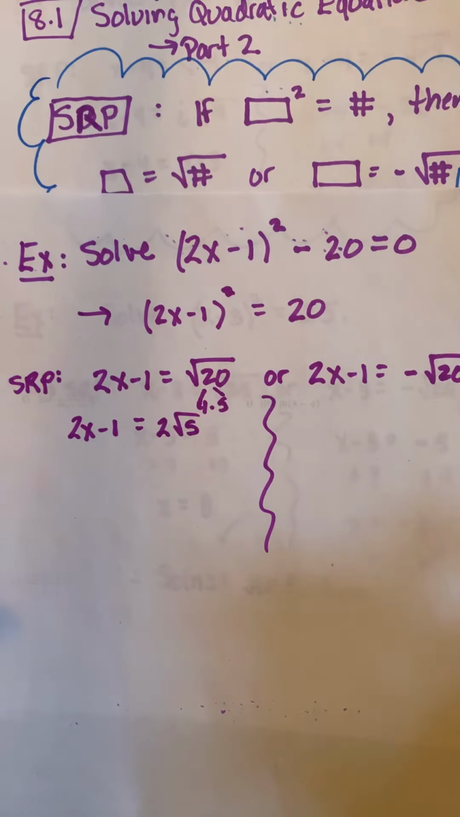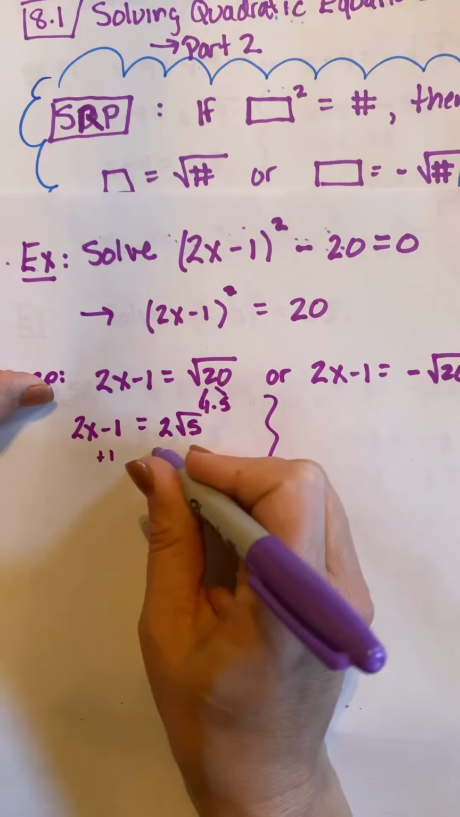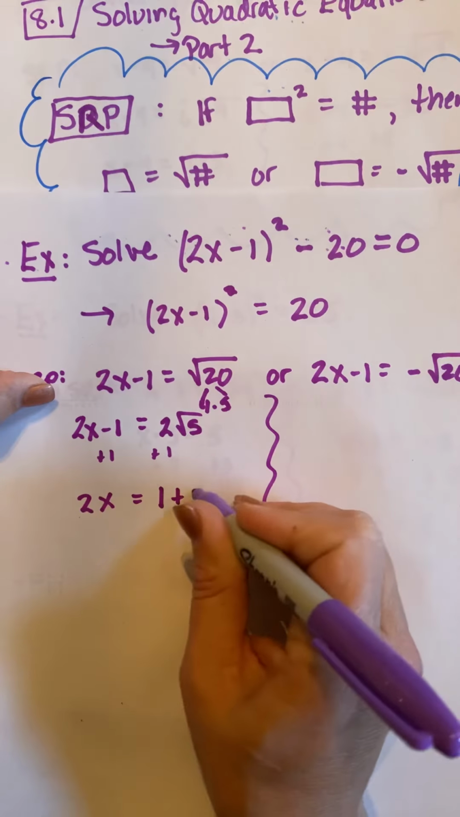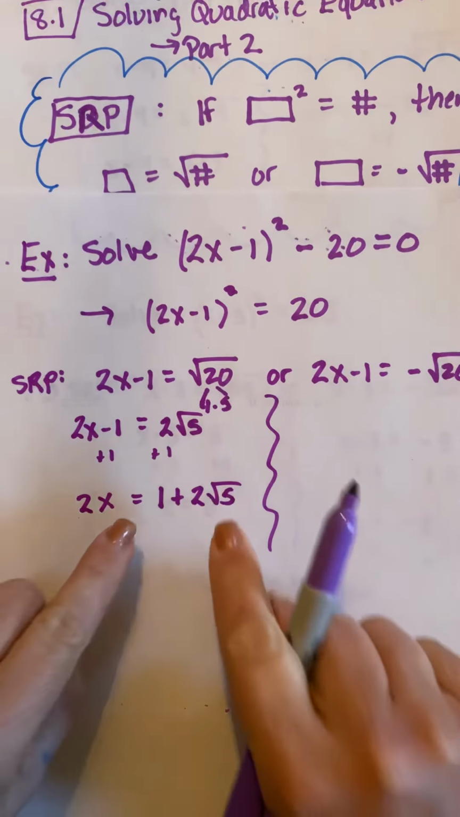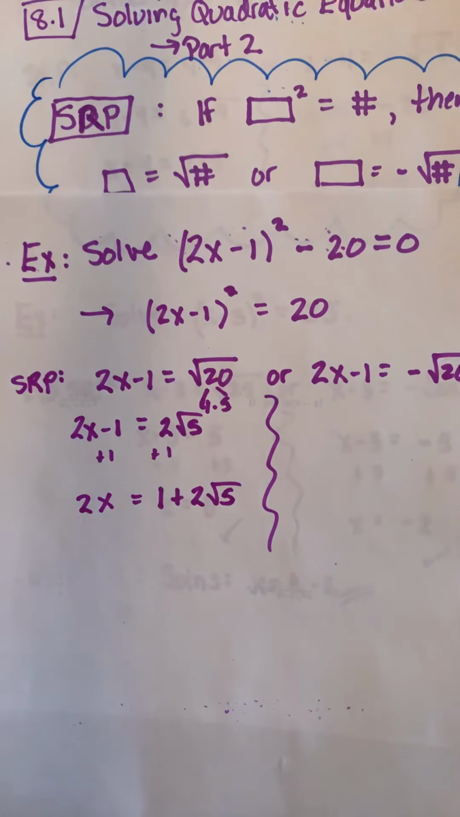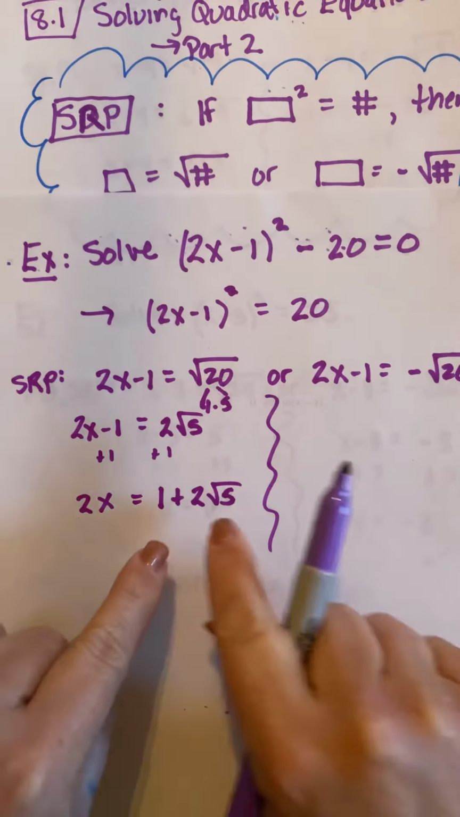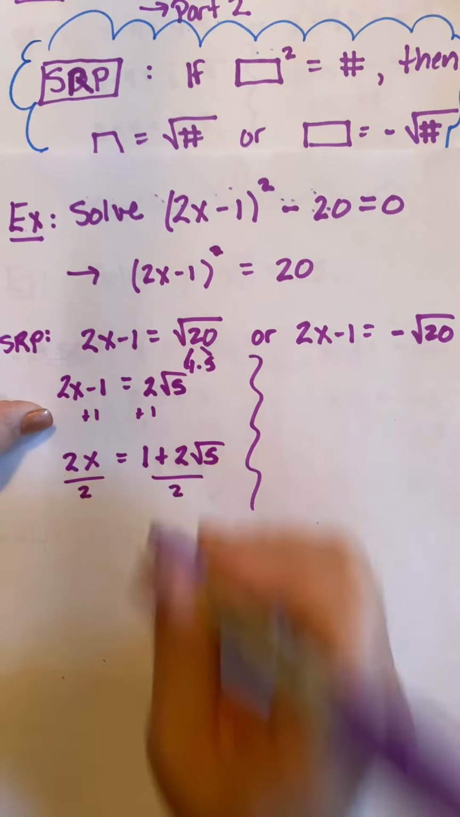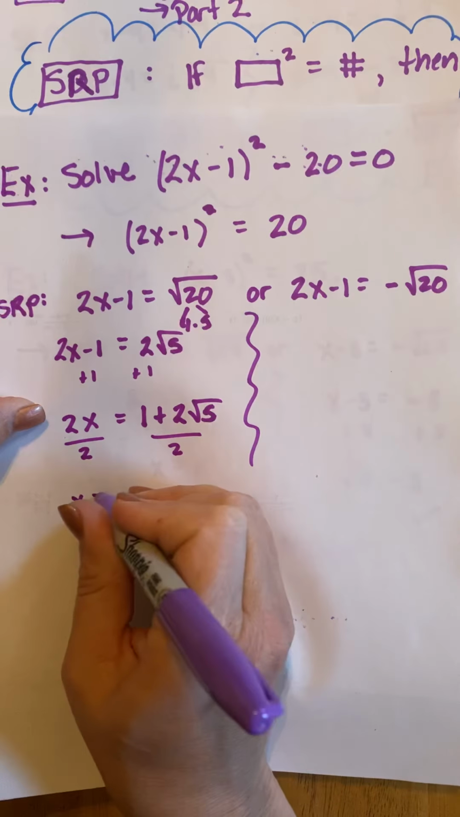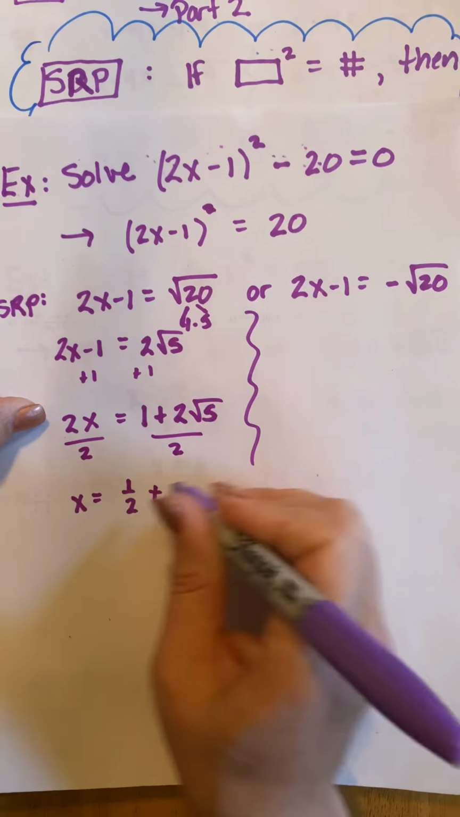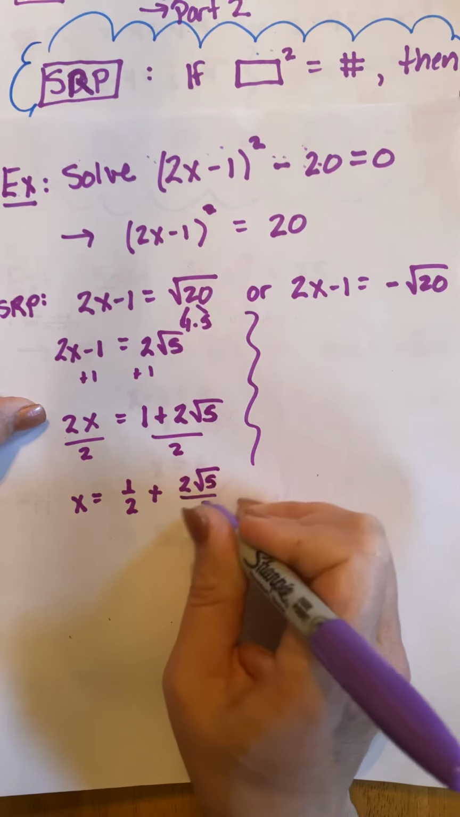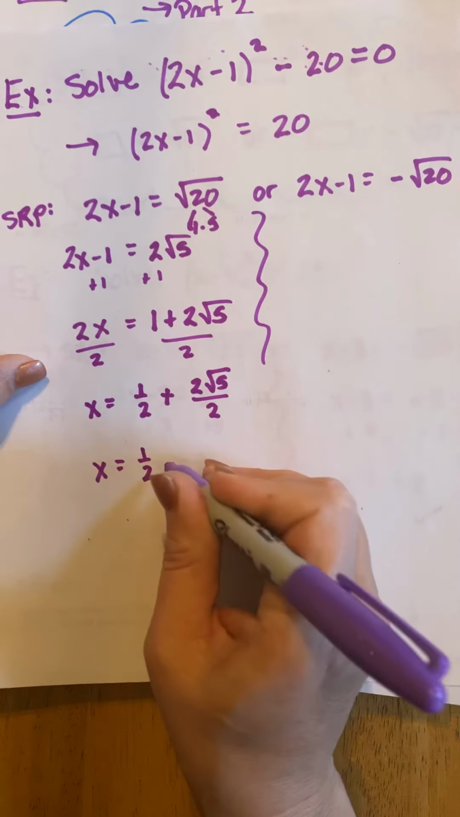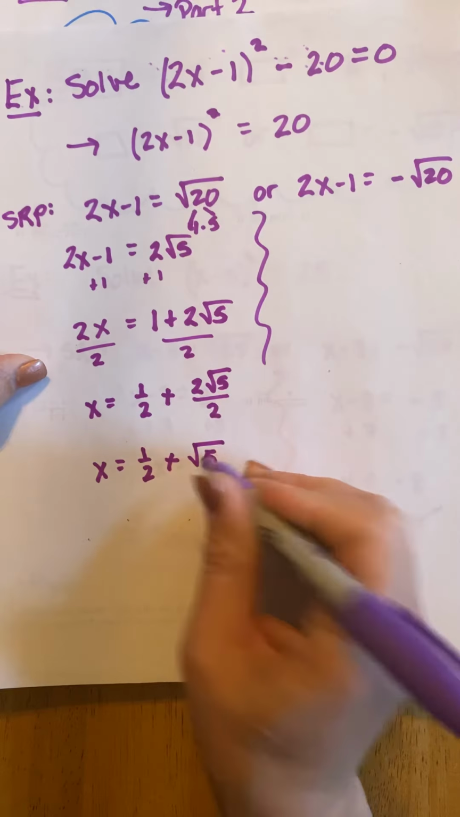I'm going to add the 1 to both sides. We get 2x is equal to 1 plus 2 square root of 5. Do not combine those. They're not like terms. It's just 1 plus 2 times the square root of 5, so make sure you keep those separate. And now I'm going to divide out the 2. I prefer to write it this way: 1/2 plus 2 square root of 5 over 2. Simplify: 1/2 plus the square root of 5.